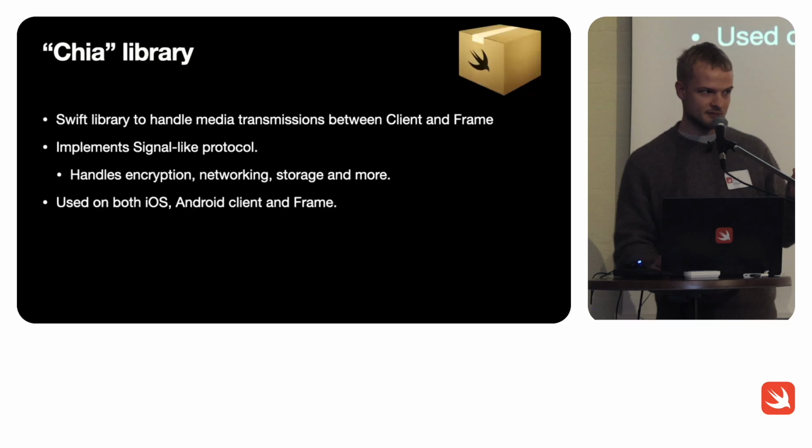It's called Chia. And it's basically a Swift library that handles all the media transmission between the photo frame and the client. And it implements a Signal-like protocol. So if words like double ratchet encryption mean something to you, that's what we're doing here. So this library handles everything that's related to this. That means both encryption, networking, storage, and even more. So this library is used across both our iOS app, our Android client, and the frame.